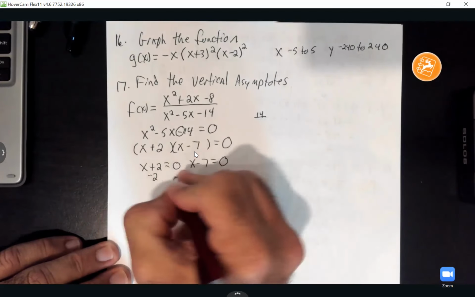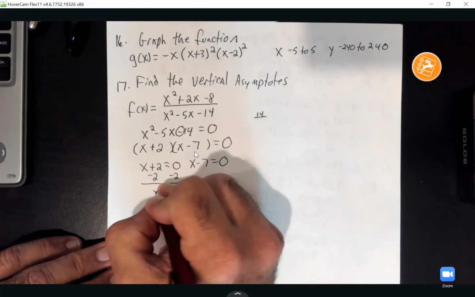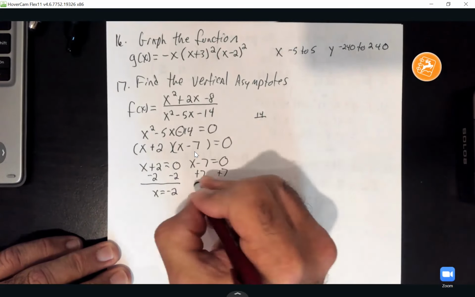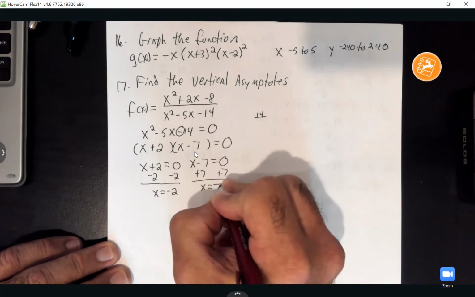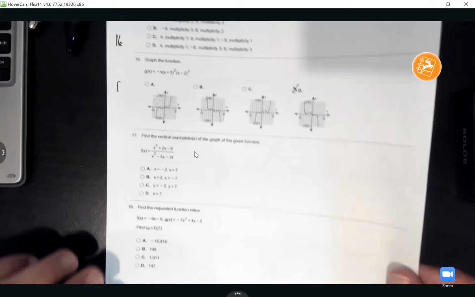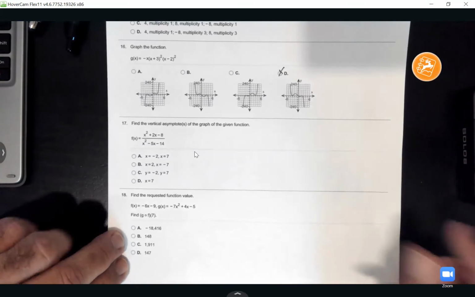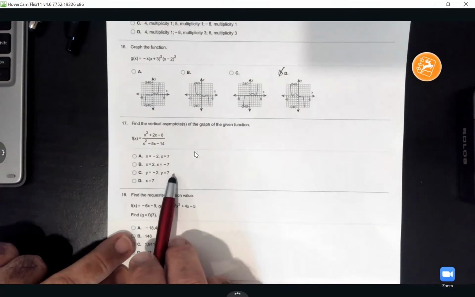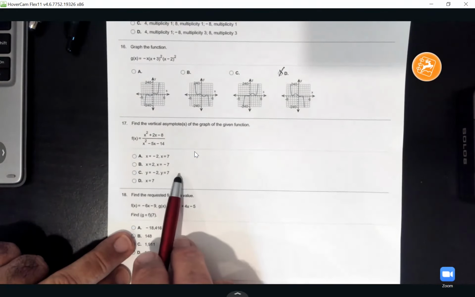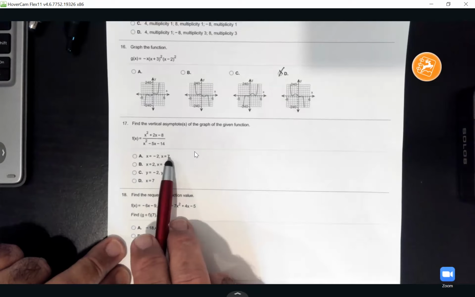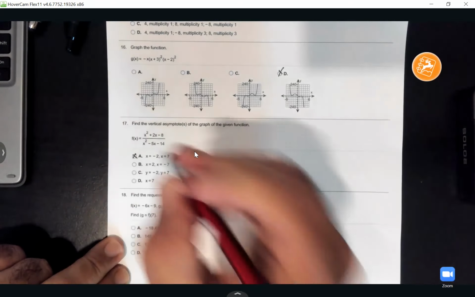So we'll subtract 2 on the first one, and we get x equals -2. Add 7 on the second one, we get x equals 7. Now let me show you this. Be very careful on this test, because they got y equals -2, y equals 7. The y's were the horizontal asymptotes. We need the x equals -2 and the x equals 7, so we would go with A.